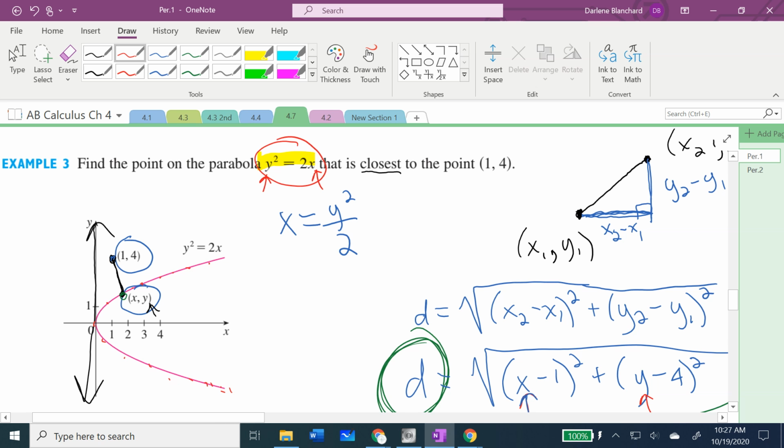And the point would be some x coordinate comma 2. And if, oh boy, that's just 2, 2.